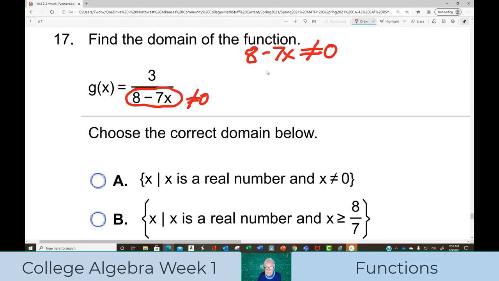I will solve this by adding 7x to both sides. Negative 7x plus 7x is 0. That leaves me with an 8. Cannot equal 7x. 0 plus 7x is 7x. Now, to solve for x, this is 7 times x. I have to do the opposite of multiplication, which is division. 7 over 7 cancels, and I'm left with 8 sevenths. X cannot equal 8 sevenths.